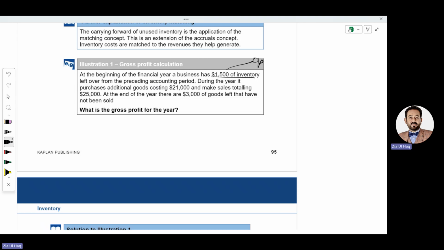Okay. During the year, it purchases additional goods of 21,000. This is purchases. And it makes a sales total of 25,000. That is the sale. At the end of the year, 3,000 of goods are left that have not been sold. So this is closing inventory. Can you calculate gross profit for me, please? Quick, please calculate gross profit.